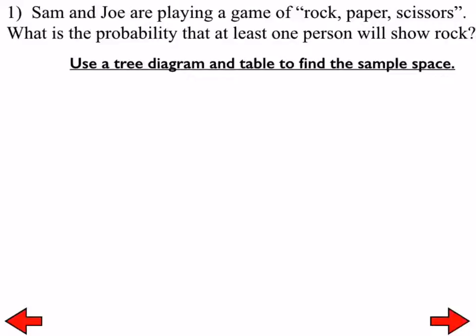Yes? Okay, and if you watch The Big Bang Theory, they took it to a new level. What did they add to it? Spock, yes. Rock, paper, scissors, Spock. But we're going to stick with rock, paper, scissors.